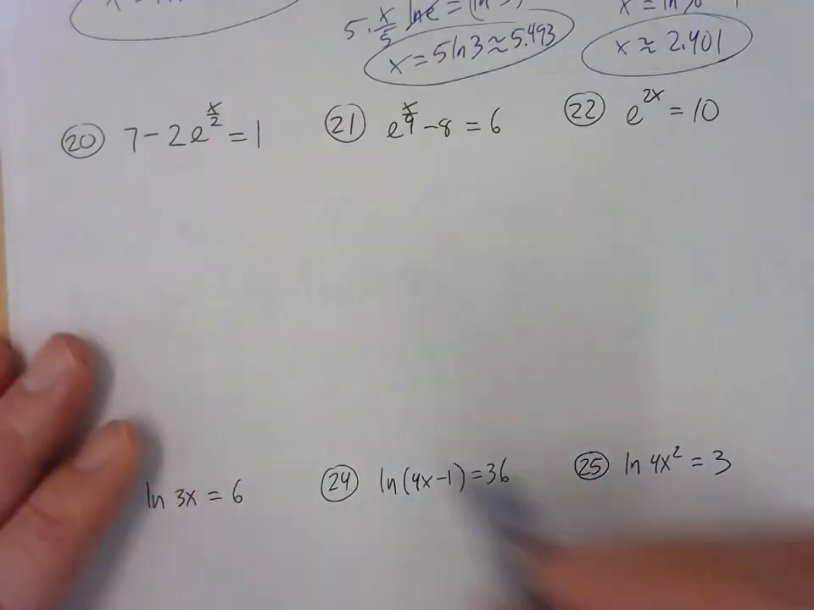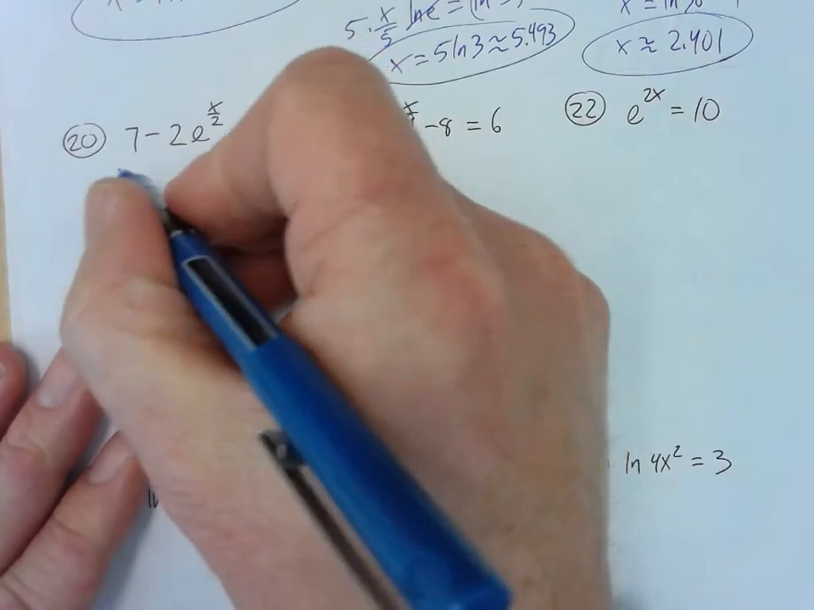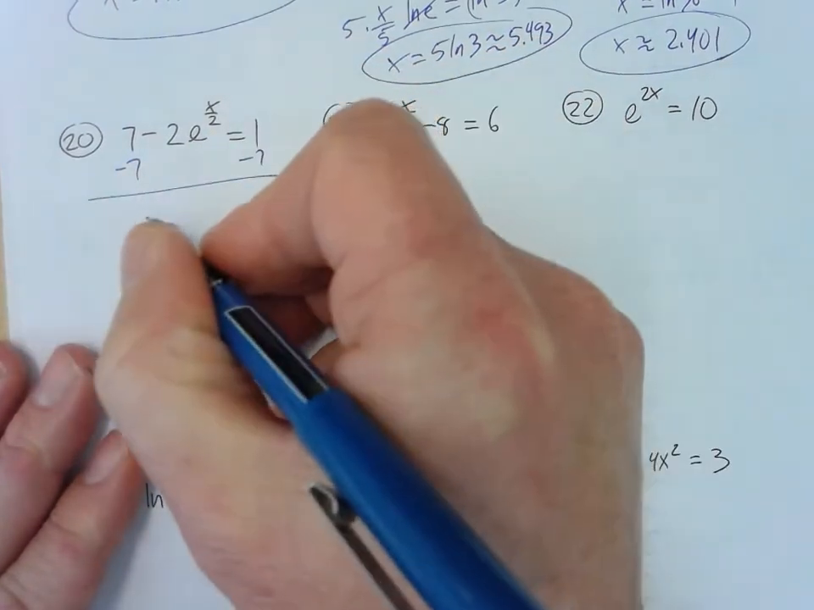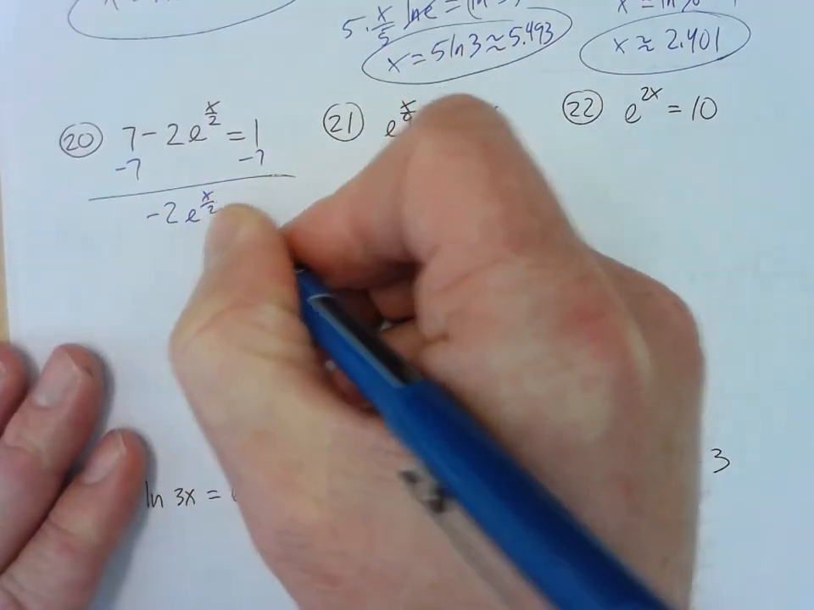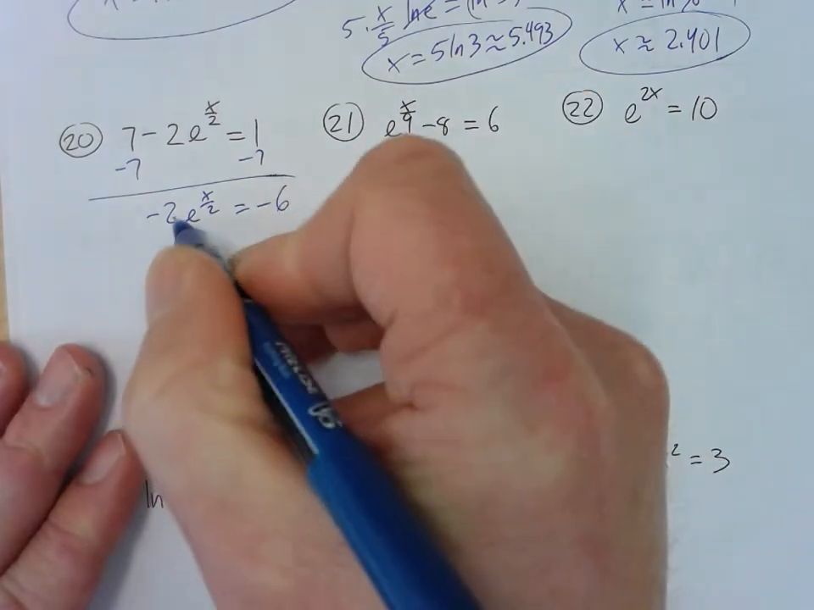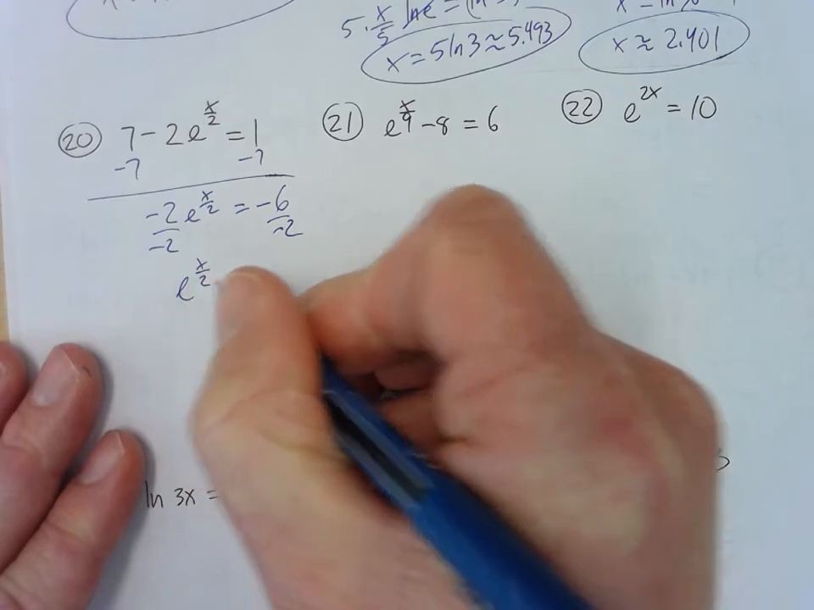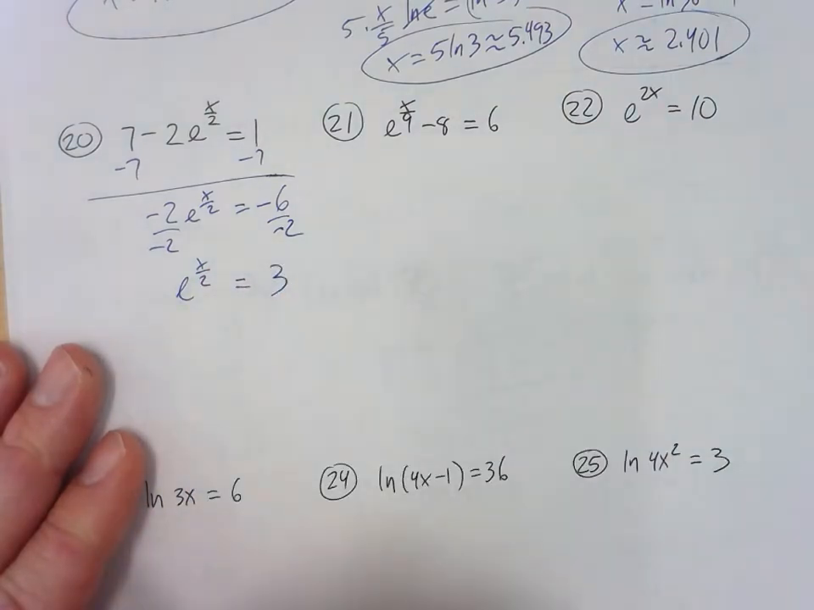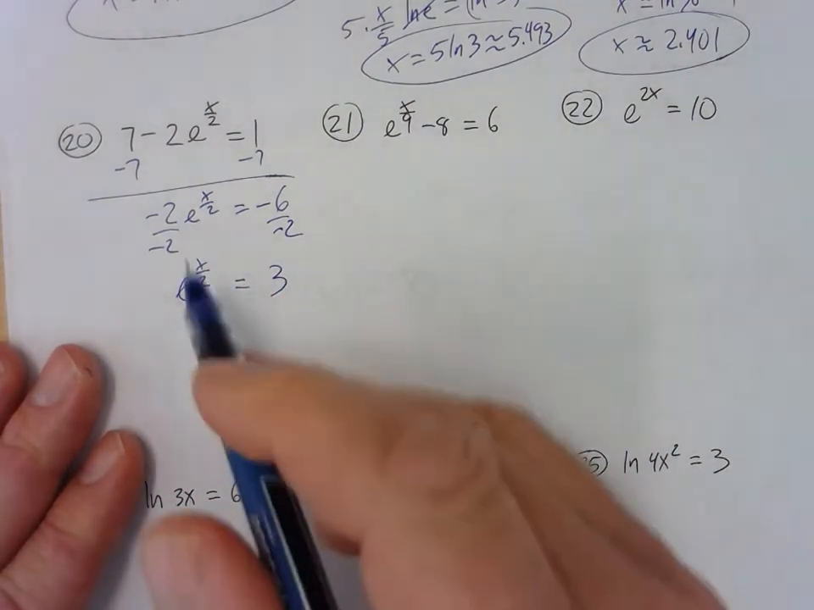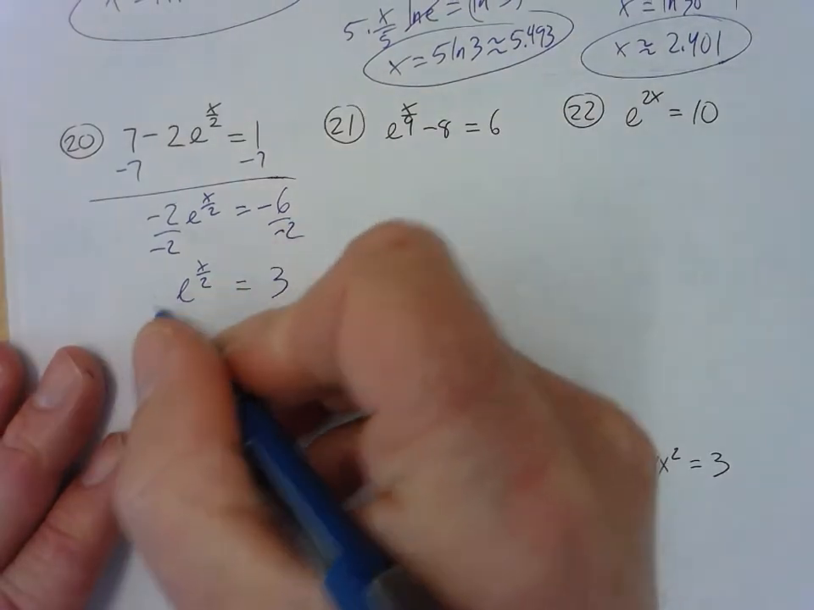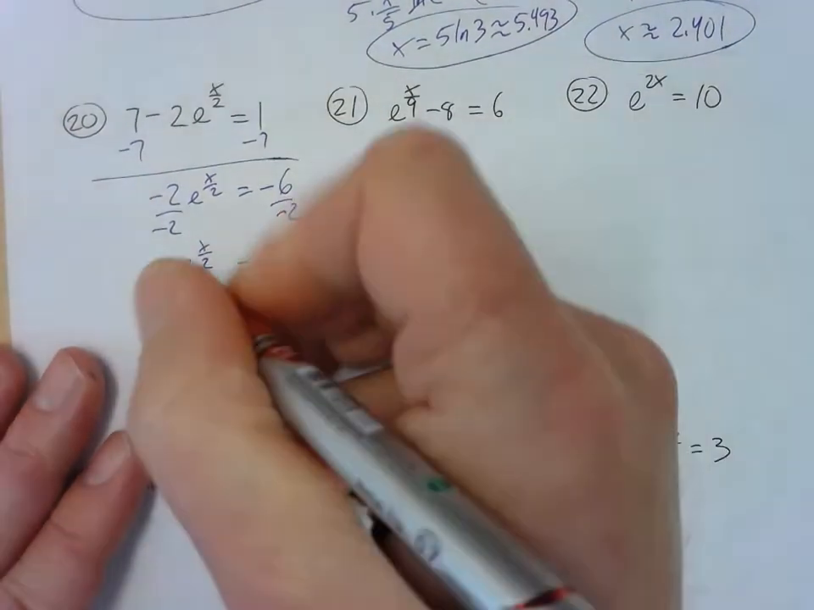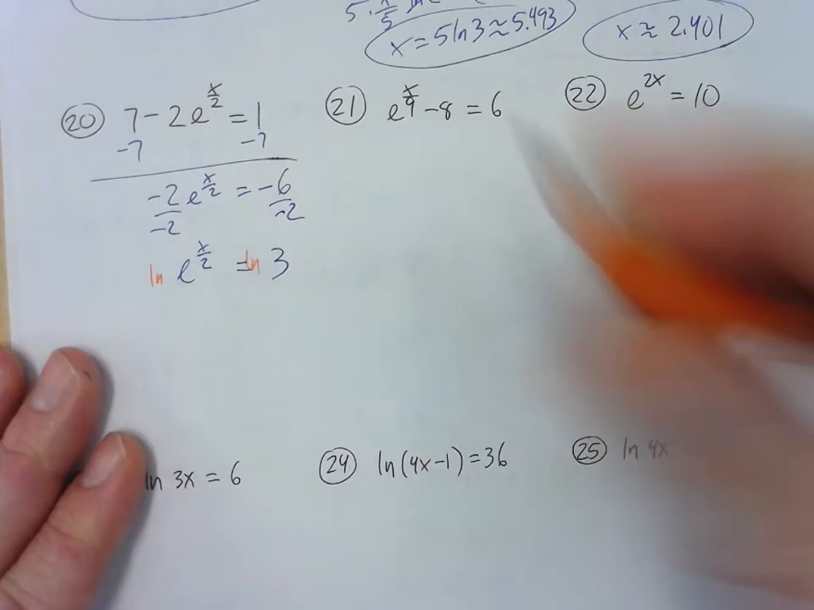Number 20, I'm going to clean it up a little bit. I'm going to subtract the 7 over. So negative 2 e to the x over 2 is equal to negative 6. Divide each side by negative 2 and get e to the x over 2 is equal to 3. So you always want to clean up the algebra before you do the fancy step. And the fancy step is to take the natural log of each side. I'll highlight that in orange.